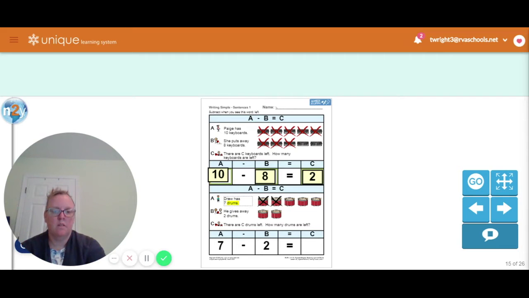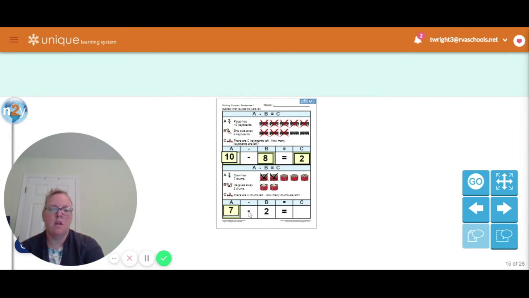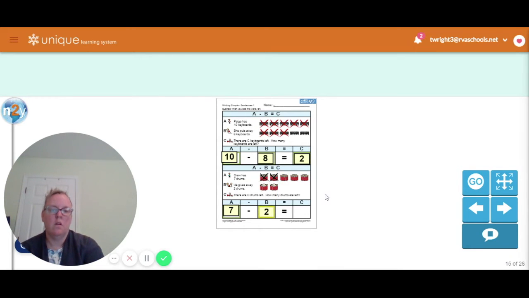Drew has 7 drums. Let's count the drums. 1, 2, 3, 4, 5, 6, 7. He gives away 2 drums. So he crossed off 2. So 7. Find the 7. 7 minus. 2. Find the 2. 2.